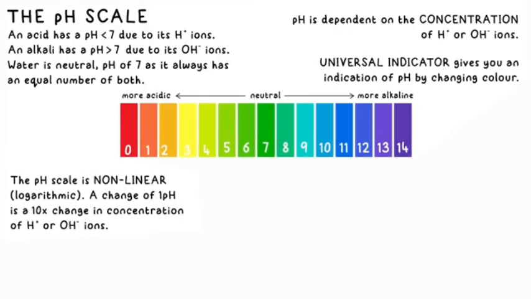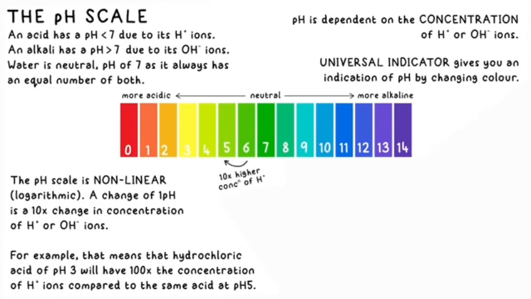The pH scale is a logarithmic scale, base 10. It's not linear. What does that mean? Well, an acid contains H+ ions, and an acid that has a pH of 3 will have 10 times the concentration of these compared to an acid of pH 4. pH 3 would have 100 times the concentration of H+ ions compared to an acid of pH 5, and so on. Alkalis work in a similar way, but with OH- ions instead. The higher you go, the greater the concentration.